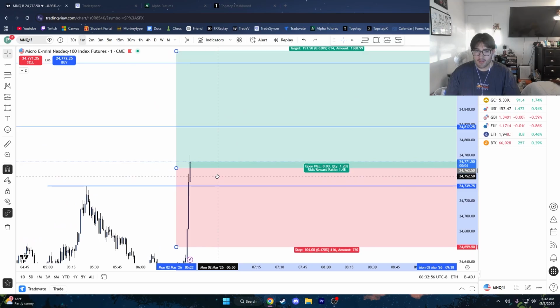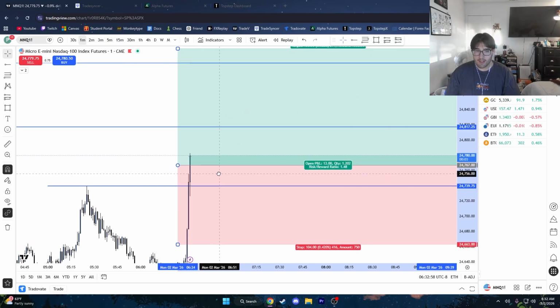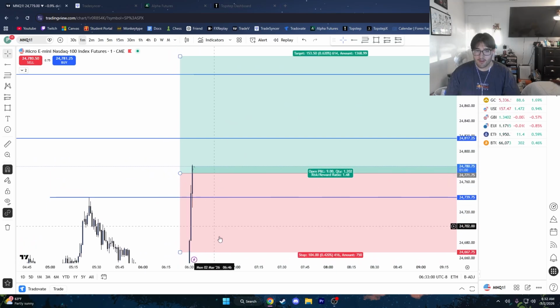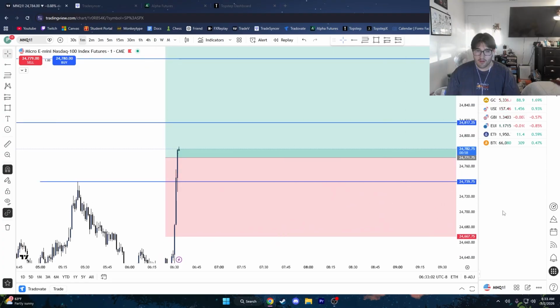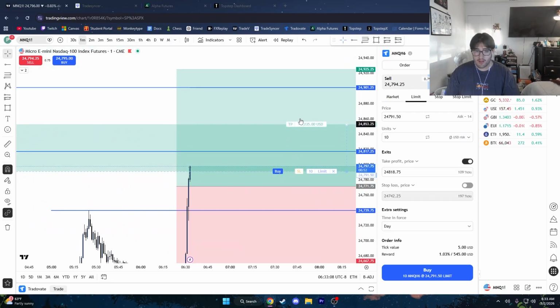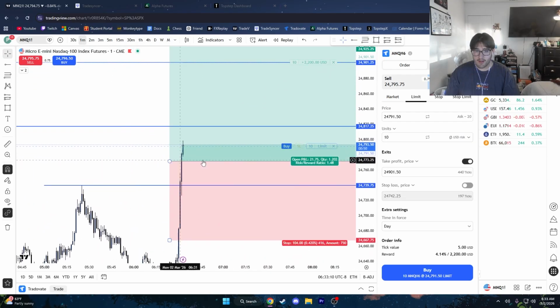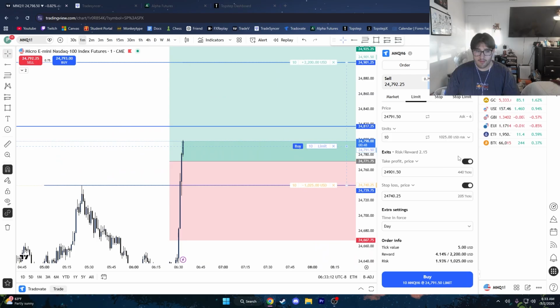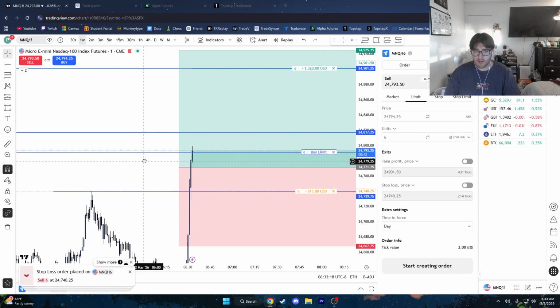Not gonna lie, guys, it's looking beautiful. Waiting for this 1 minute closure to confirm it. Okay, perfect. Let's enter a trade. Taking it, or TP right here. Stop loss below here. Do 6 contracts. Yep. All right.